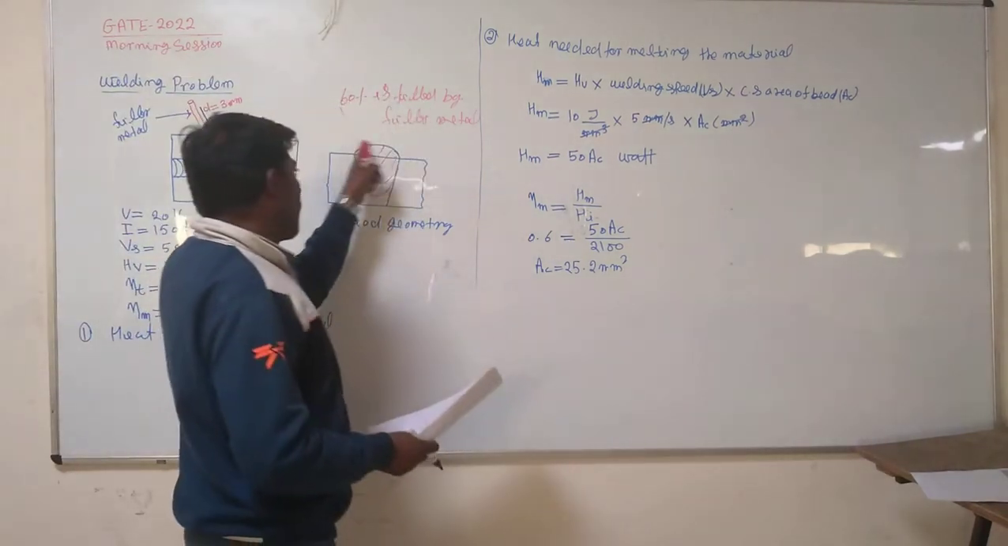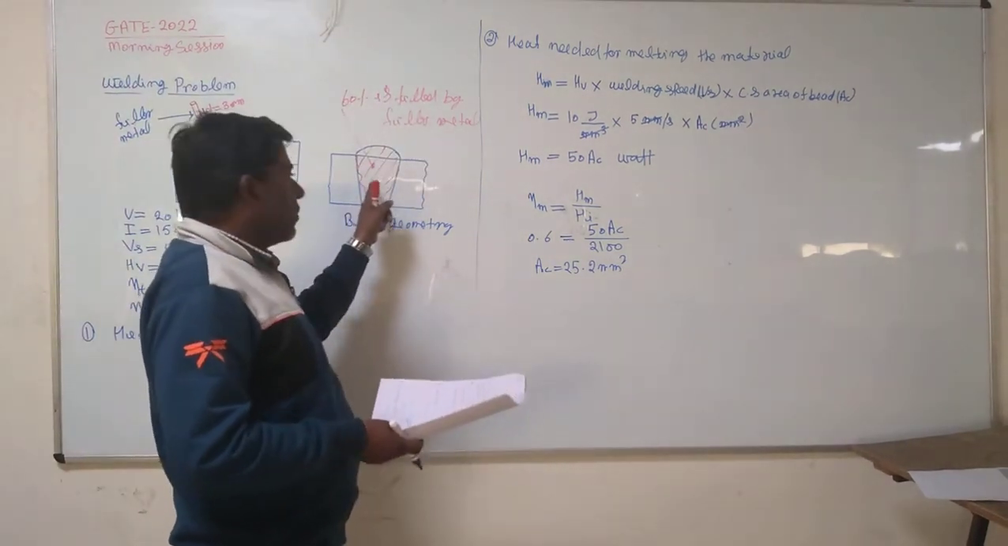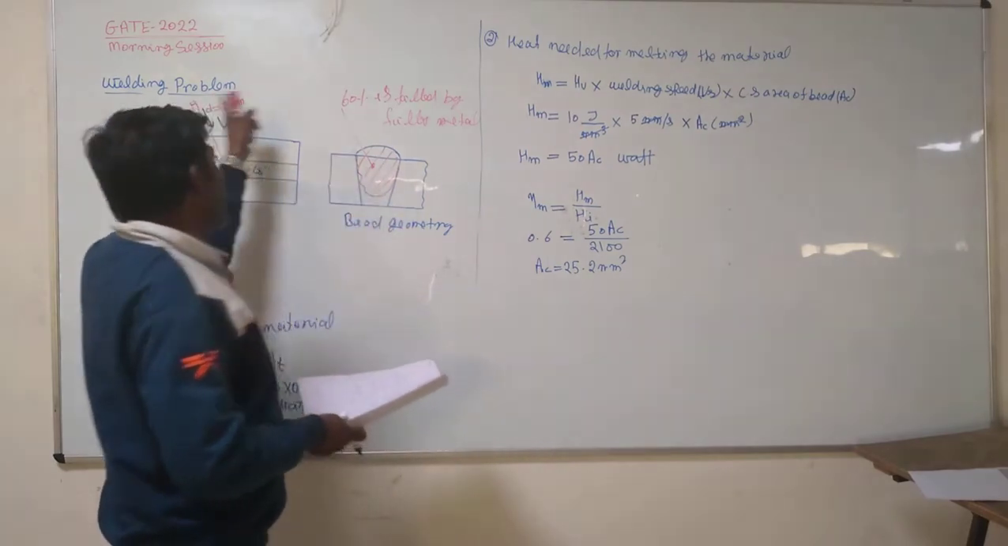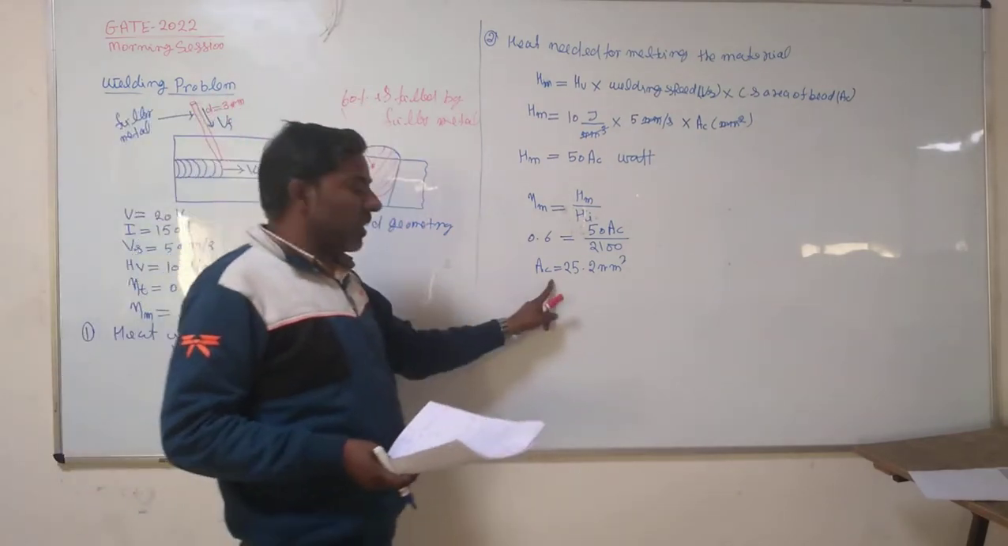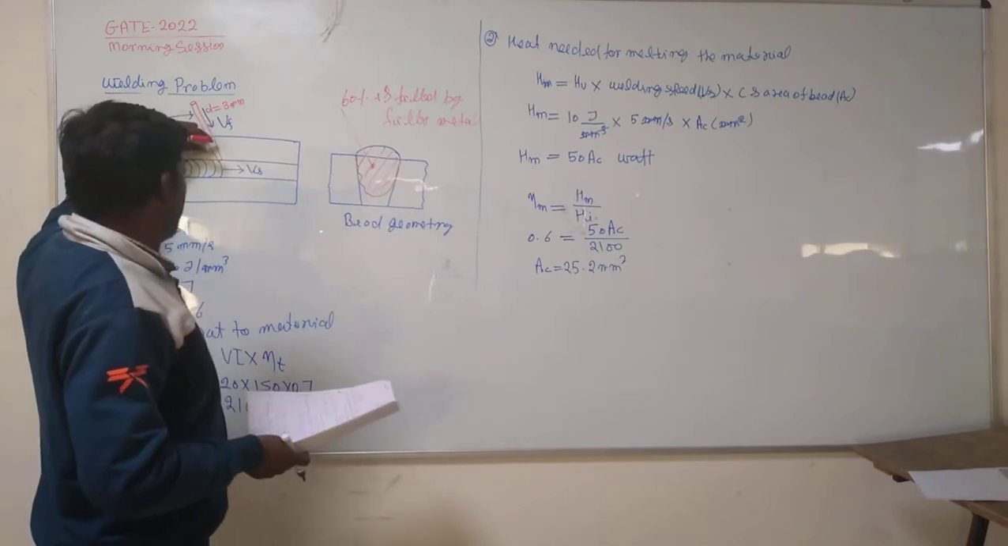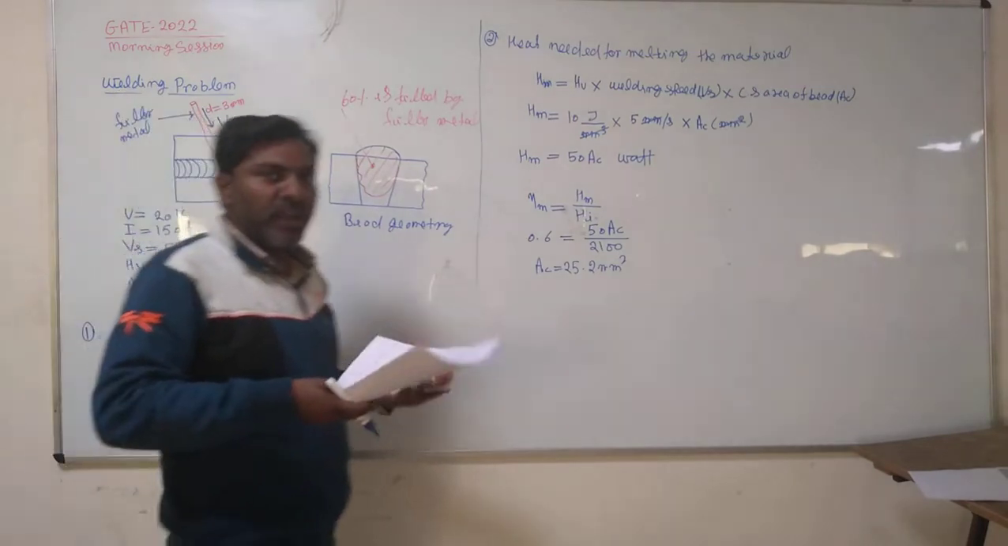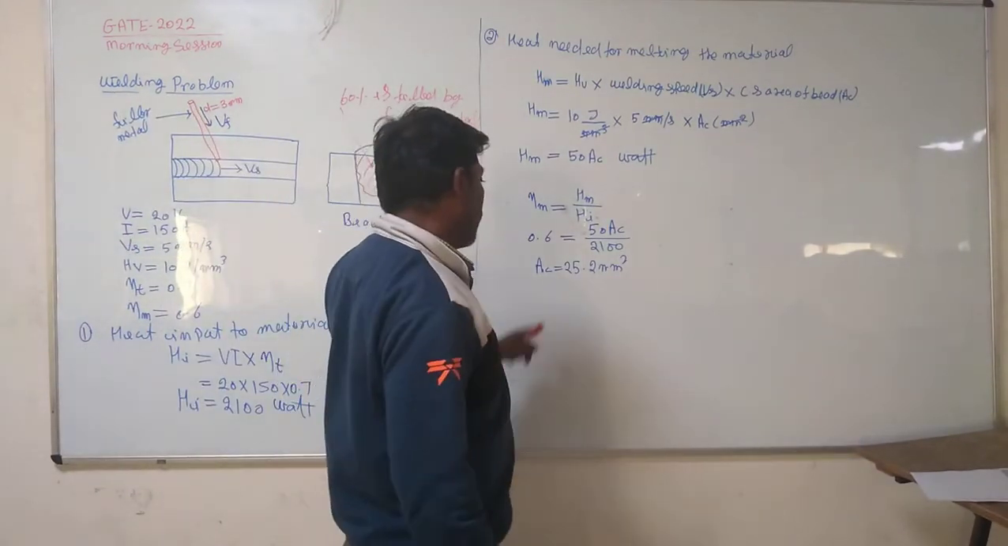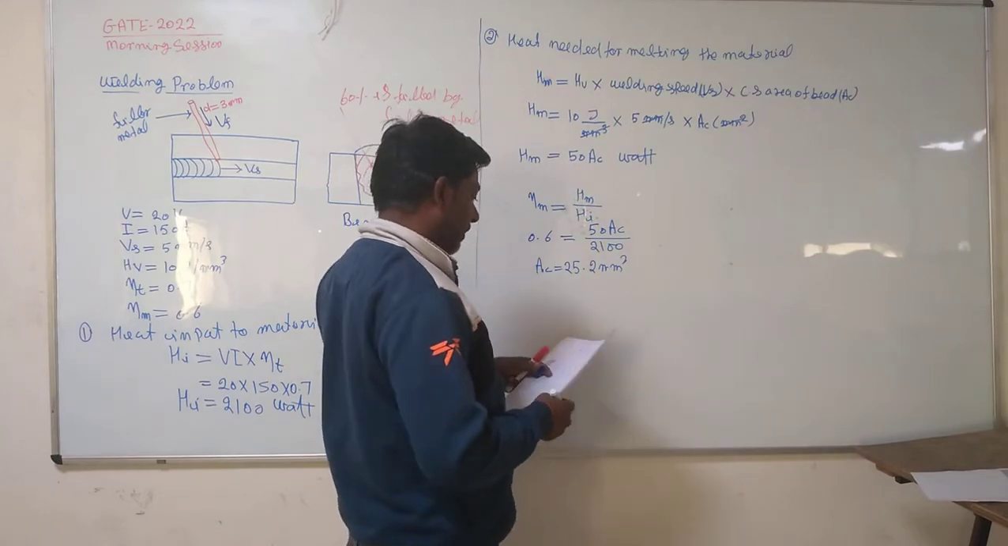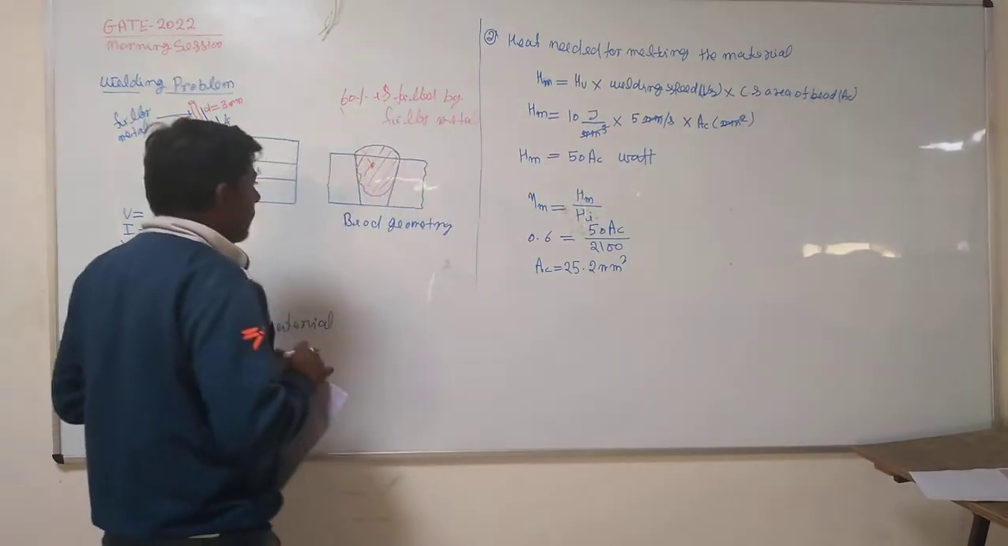So this is the total area. This is the total area which is not filled by this filler material. Only 60% of this total area is filled by this filler material. The remaining 40% itself comes from the melting of the workpiece material. So you don't take this area for further calculation. Okay. Now let us see.